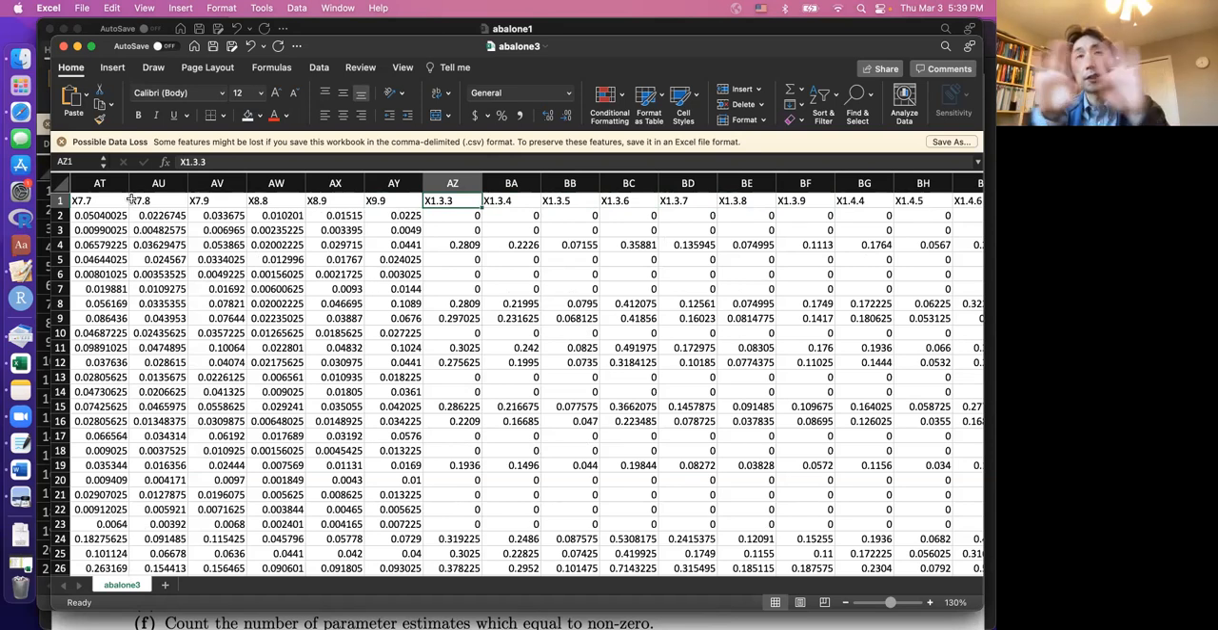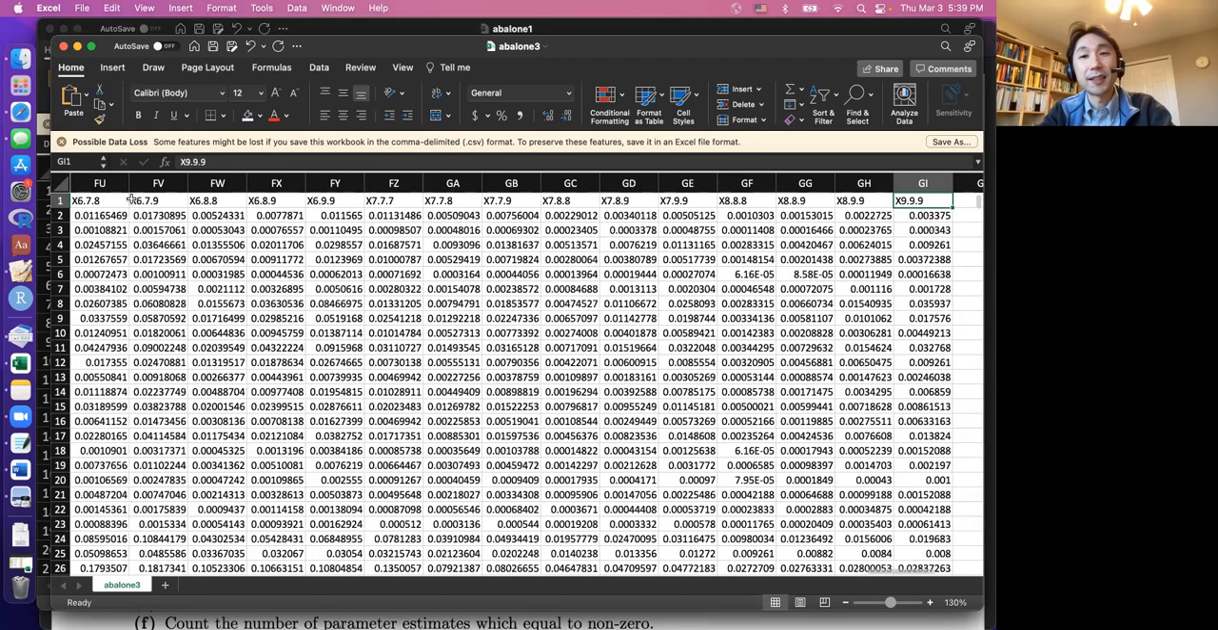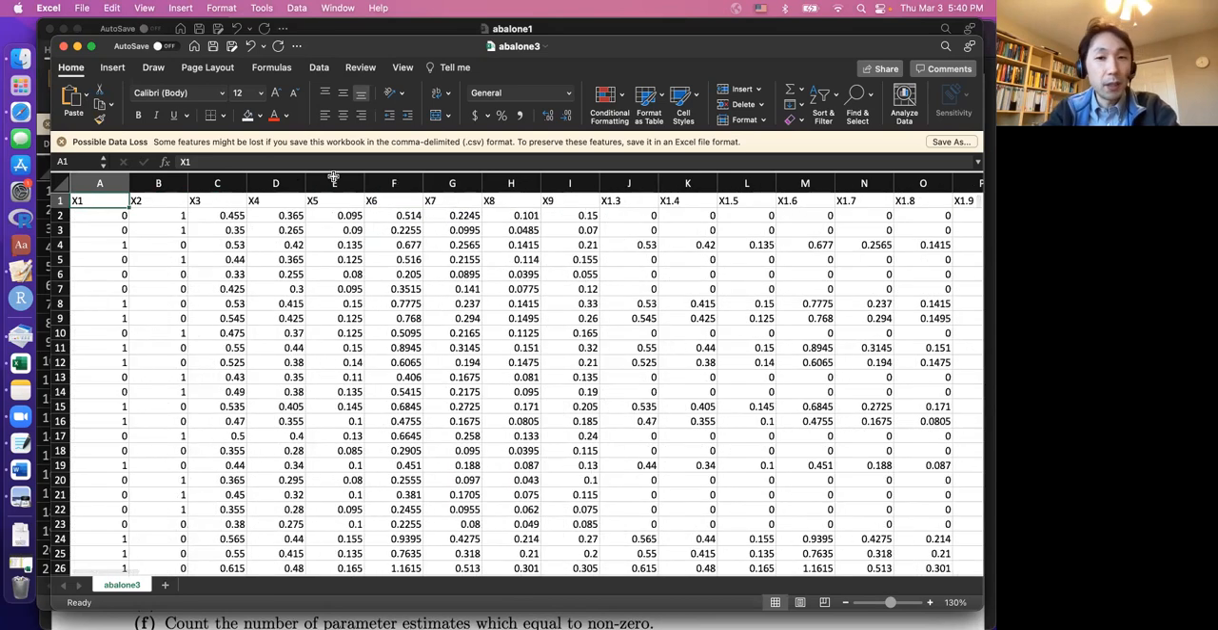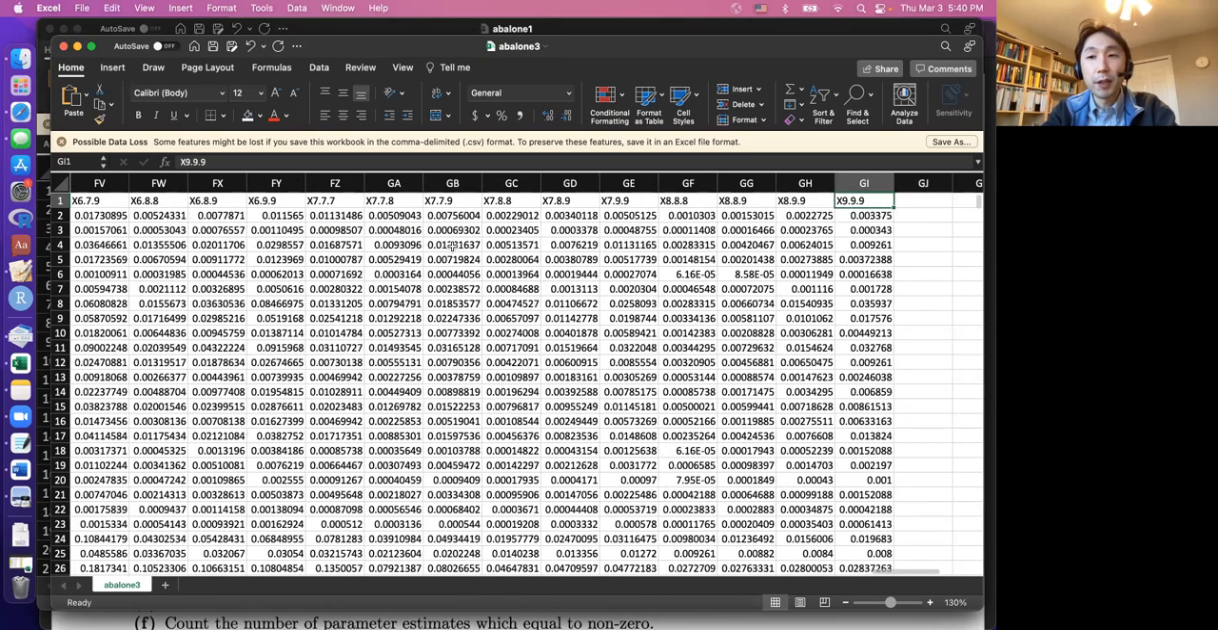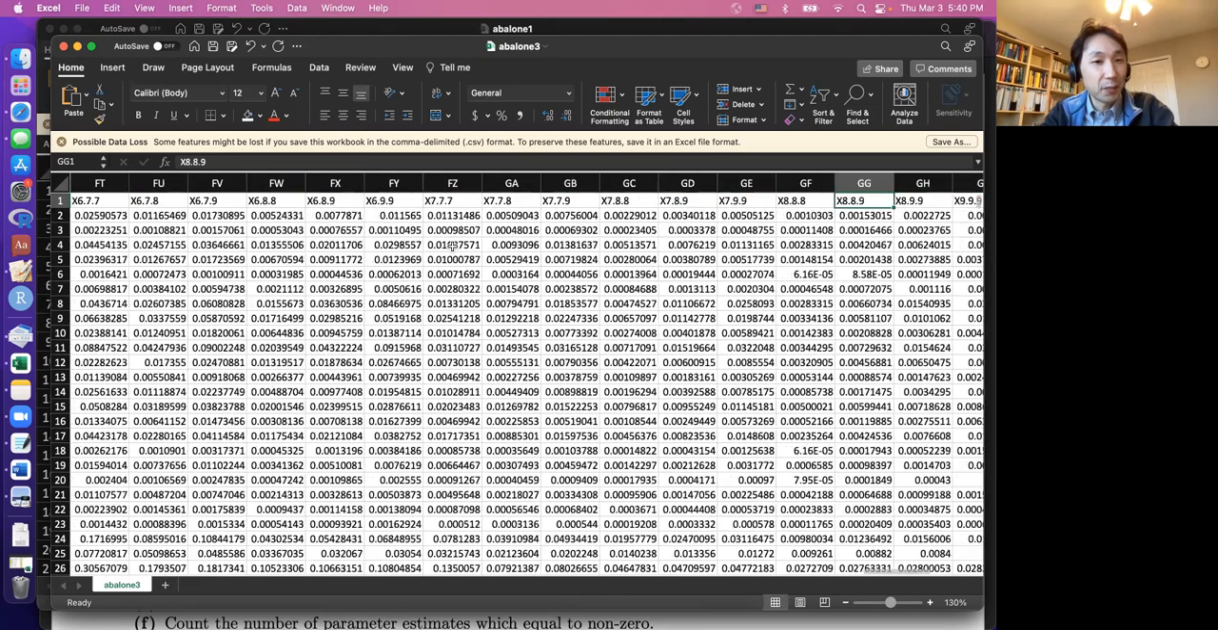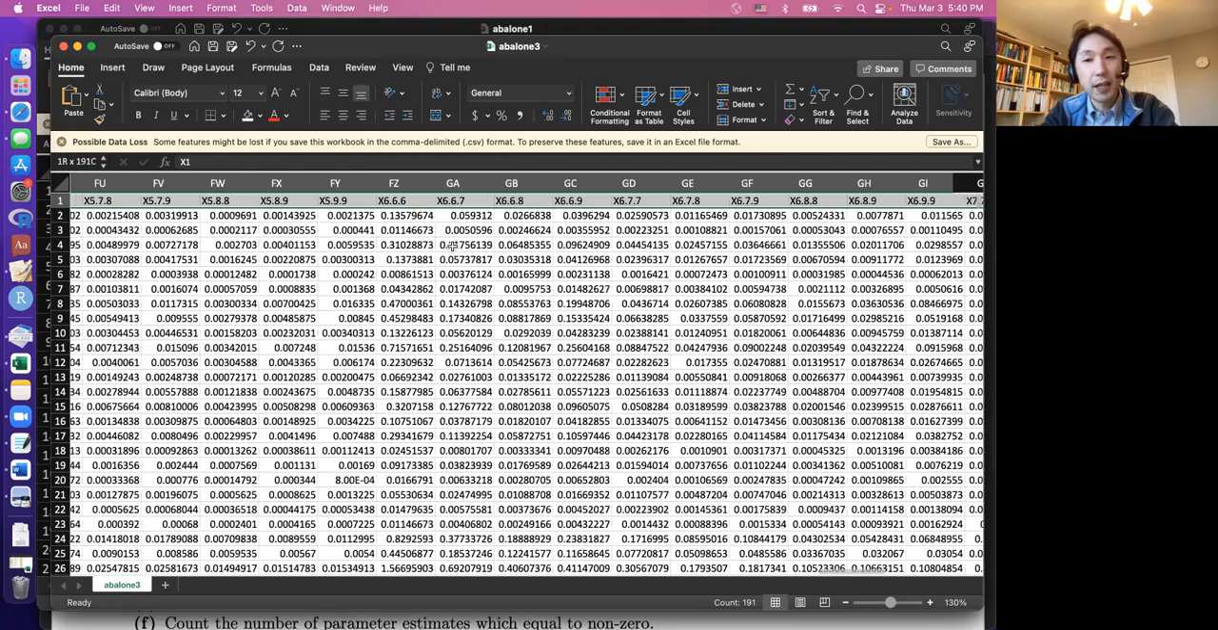X1 and X2 are just mutually exclusive indicator variables for male and female. Also, an indicator variable squared doesn't really matter, so I ignore X1 times X1 times X3, which is the same as X1 times X3. So only the necessary interaction terms are included, like X7 cubed, for example, here. In this case, we have many predictors. I don't know how many, actually not that many, 191 predictors.